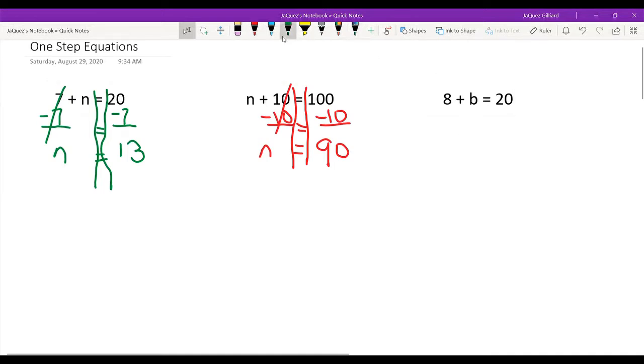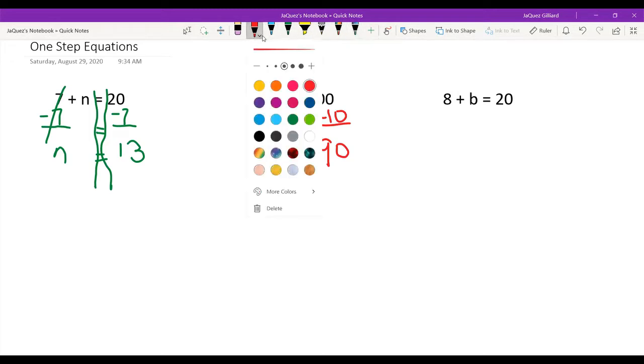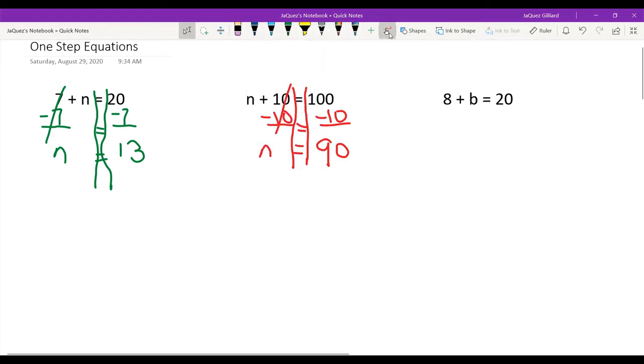So we have 8 plus a number b equals 20. Now, I don't know if you noticed or not, but you see our variable changed, and that's fine because the variable can be anything you want it to be. It doesn't matter as long as you know that you're solving for that particular variable. So let's bring down our line. We need to get b by itself. We need to isolate the variable.